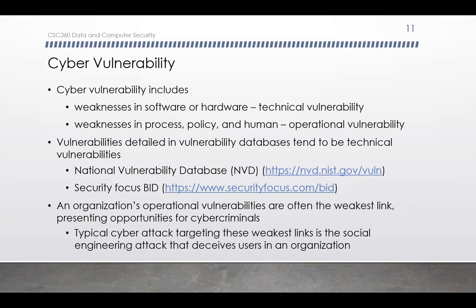Of the two categories of vulnerabilities, technical and operational, note that within an organization, the operational vulnerabilities are often the weakest link. These present the opportunity for cyber criminals. Typical cyber attack targeting these weakest links is social engineering. This deceives users in an organization and allows the adversary to gain a foothold into the system.